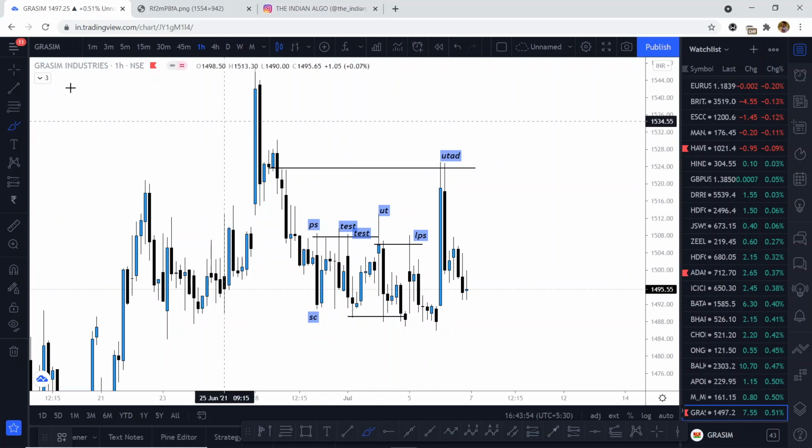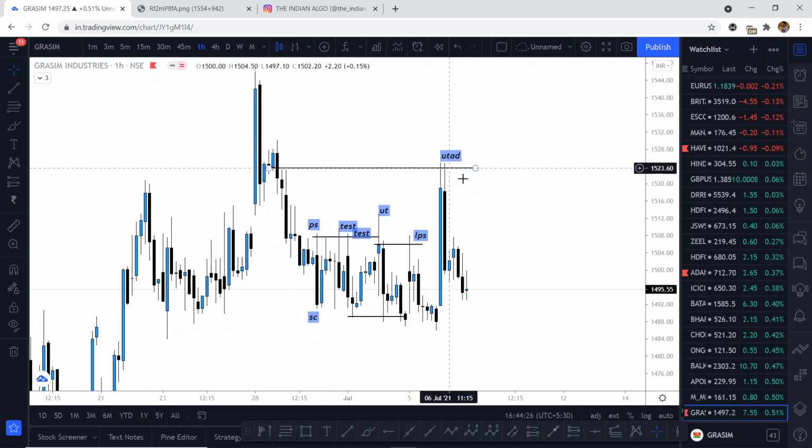I'm just saying that if you are good in one field, let's say VCPs, or ICT concepts, or trading support and resistance, or trading options, you should never say that other things are a waste of time. There are people who are trading indicators and making money, so even indicators work. It's just that we need to make it work. That's it. So we have UTAD right here.